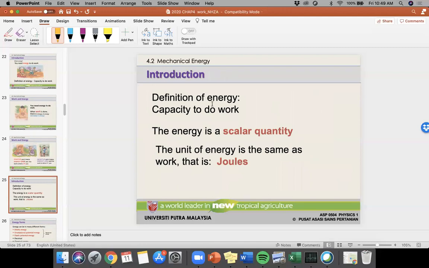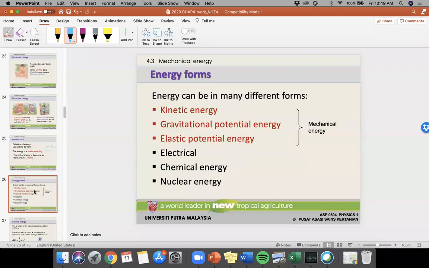Okay, so definition of energy, capacity to do work. Energy is a scalar quantity. Why? Because it's a dot product, right? Dot product only cares about the magnitude. Oh, sorry, this is work done. Tapi work done punya unit is Newton meter or joules, right? So it's the same unit. Energy is also joules. Both of these are scalar quantity. Joules ni sebenarnya tak ada direction. You only know if it's positive or negative, and that depends on the situation. Doesn't have an angle lah, basically.